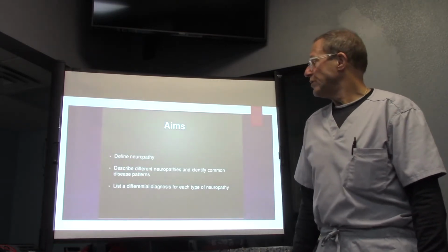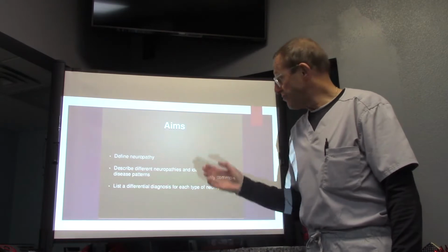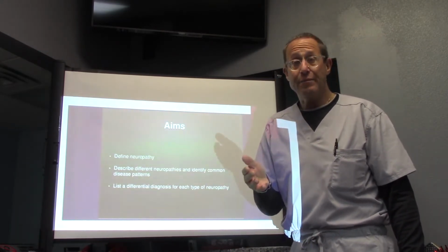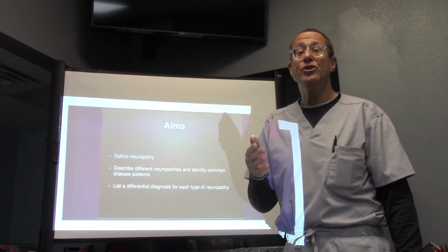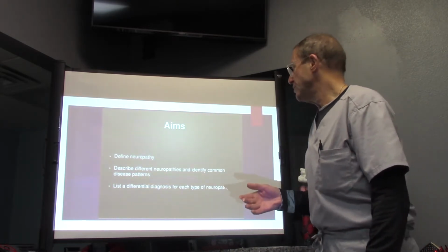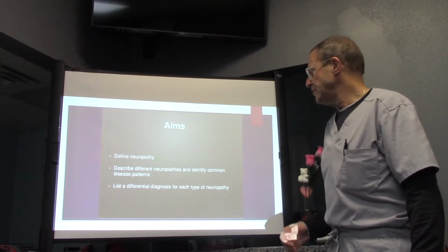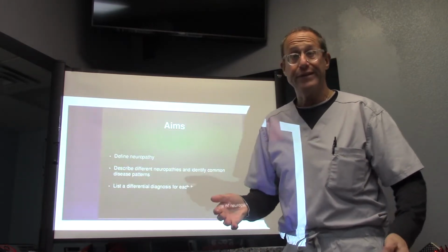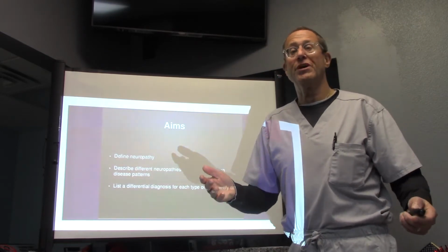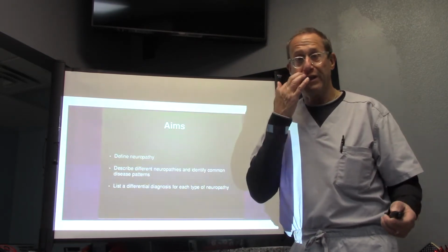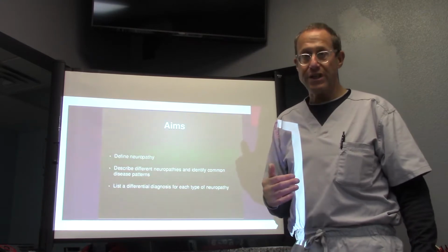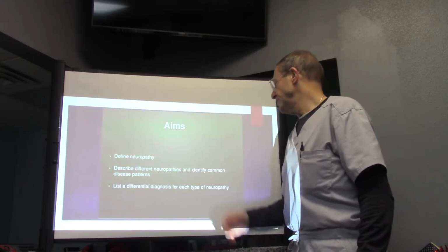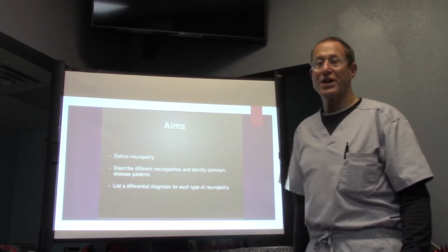So we're going to go over the different forms of neuropathy. We're going to define neuropathy. First thing, neuropathy is simply damage or pathology to nerves or a nerve. Describe different neuropathies, the different types of neuropathies, because people think, okay, I have neuropathy, that's it. I got tingling and numbness in my feet, it's neuropathy. Okay, but they don't understand the different types, and each type has a different cause. And then we're going to list the possible diagnoses for each type of neuropathy.